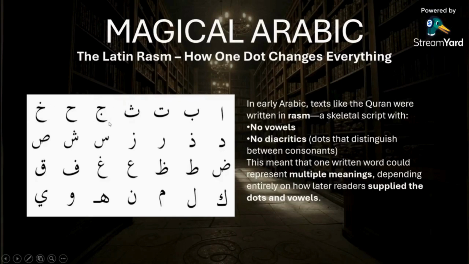Take this grouping as an example, and this grouping. This is the D sound, and this one here, when you add the dot, becomes the DH sound. Oh wait, one second, let's go back. The dal, and this right here is the R sound, and this one is the Z sound.